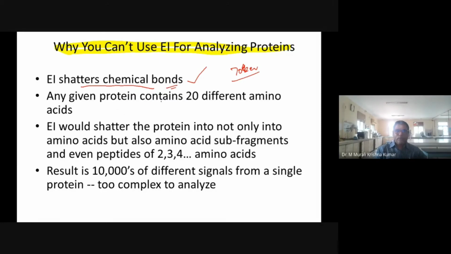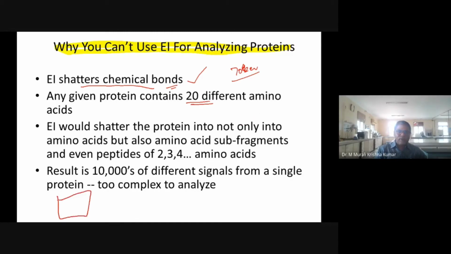So any given protein contains 20 different amino acids, which means various types of functional groups will be there. The bonds are not very stable. That's the reason why EI may be able to shatter the protein into very small fragments. It's like a jigsaw puzzle.